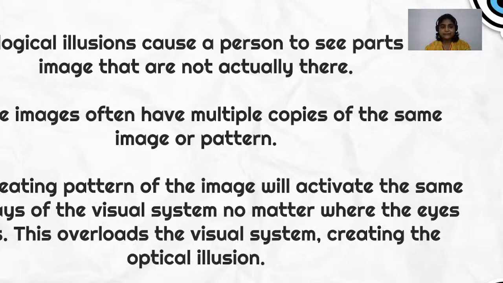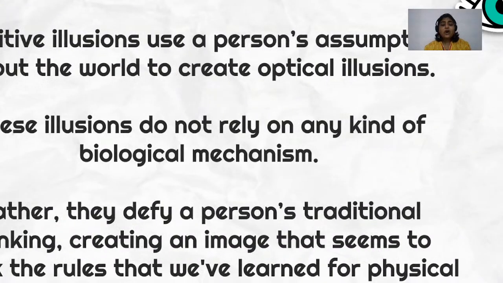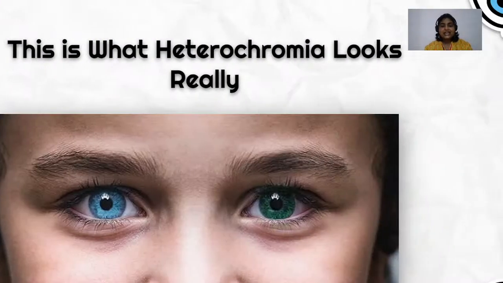Now, cognitive illusions use a person's assumptions about the world to create optical illusions. These illusions do not rely on any kind of biological mechanism. Rather, they defy a person's traditional thinking, creating an image that seems to break the rules that we have learned for physical items.